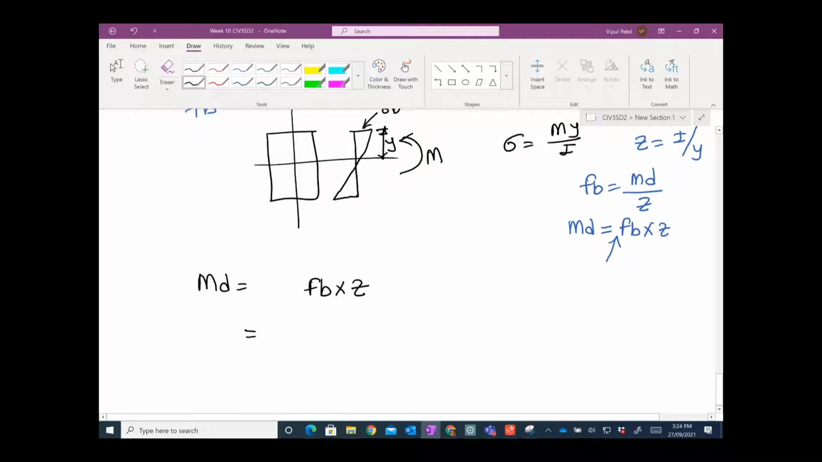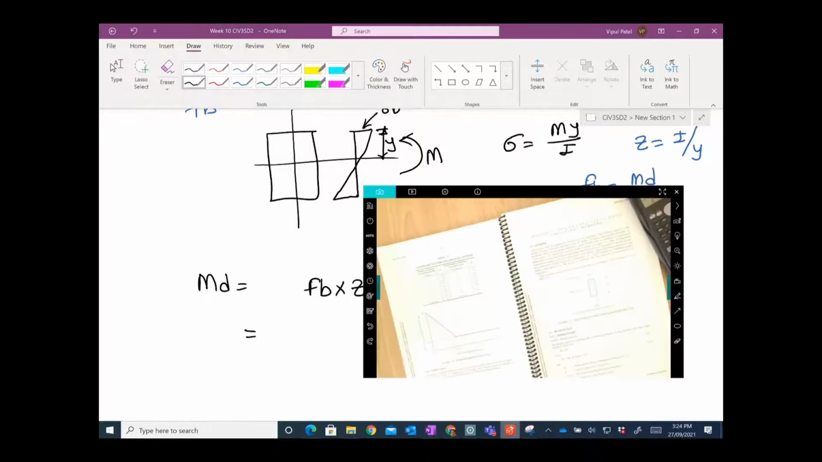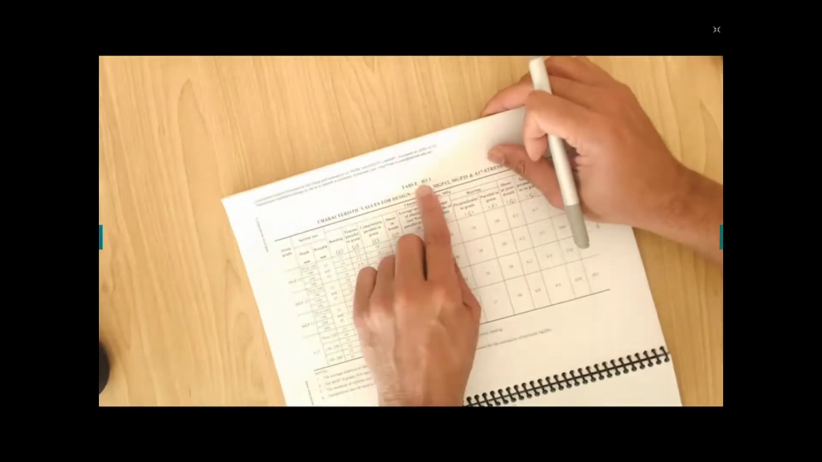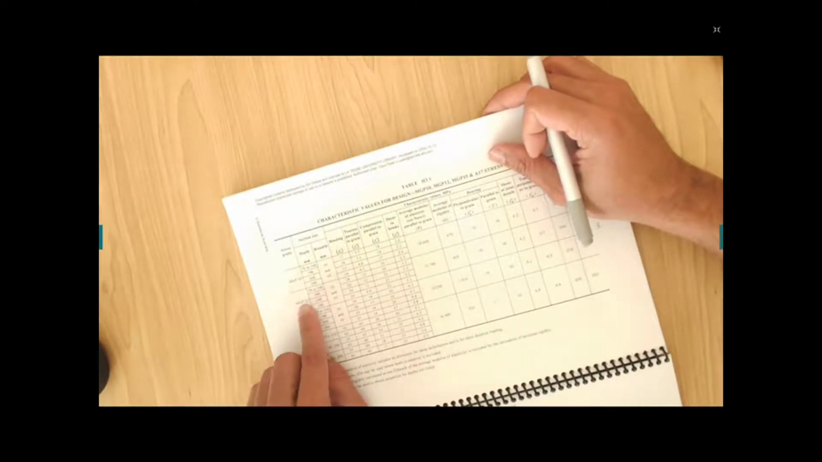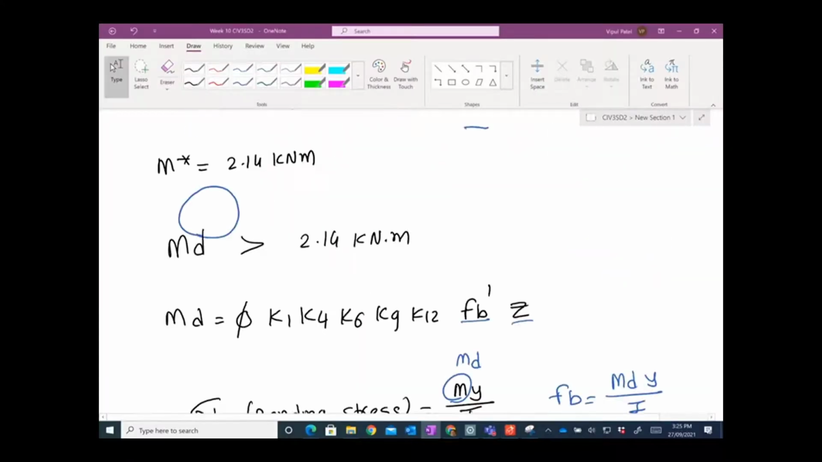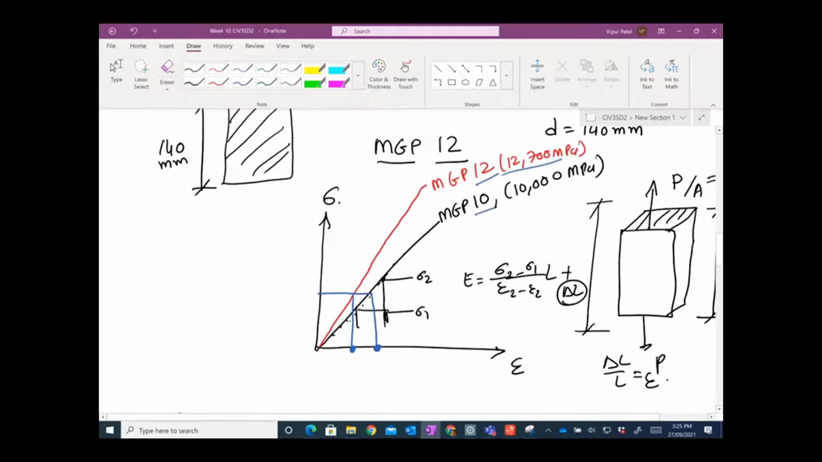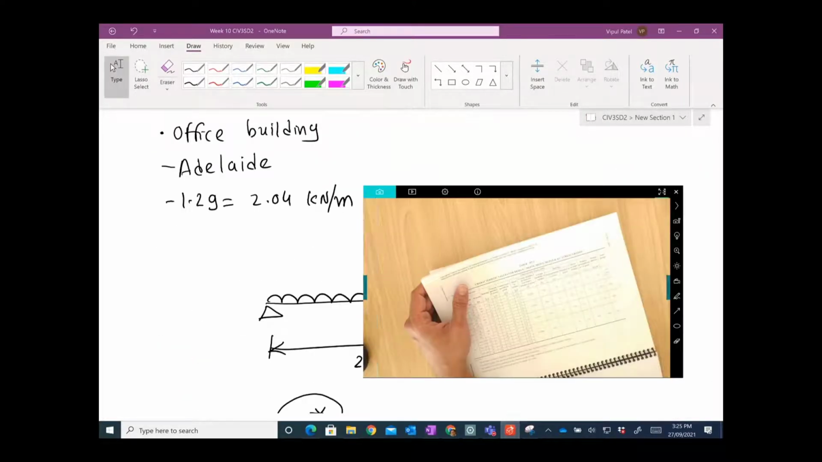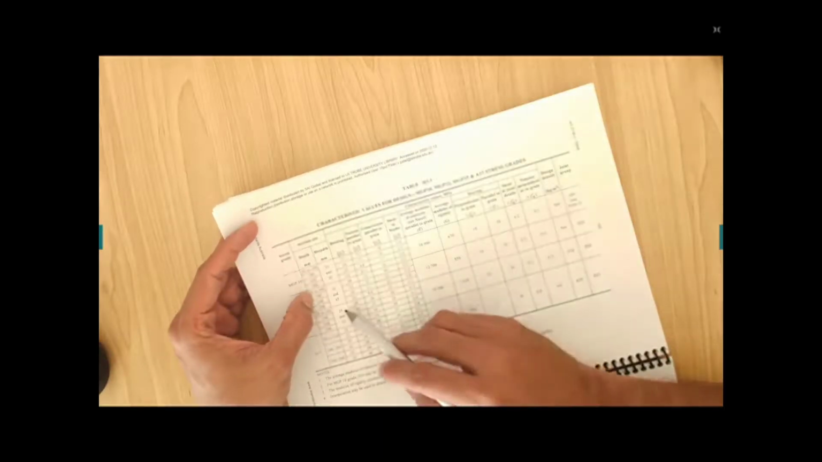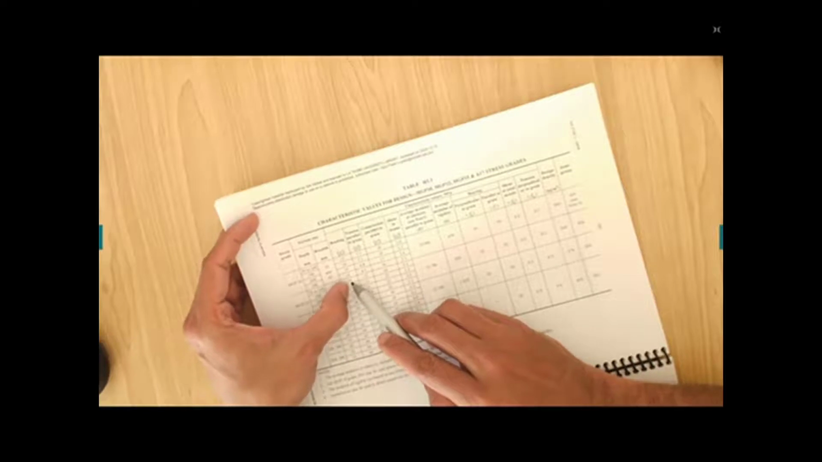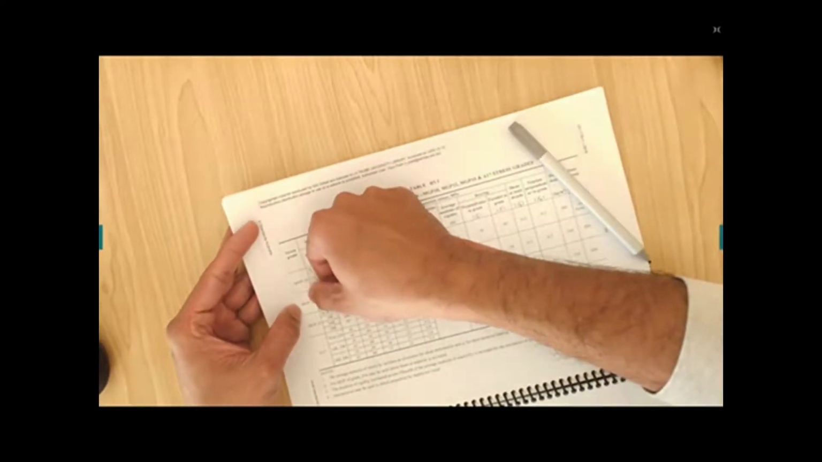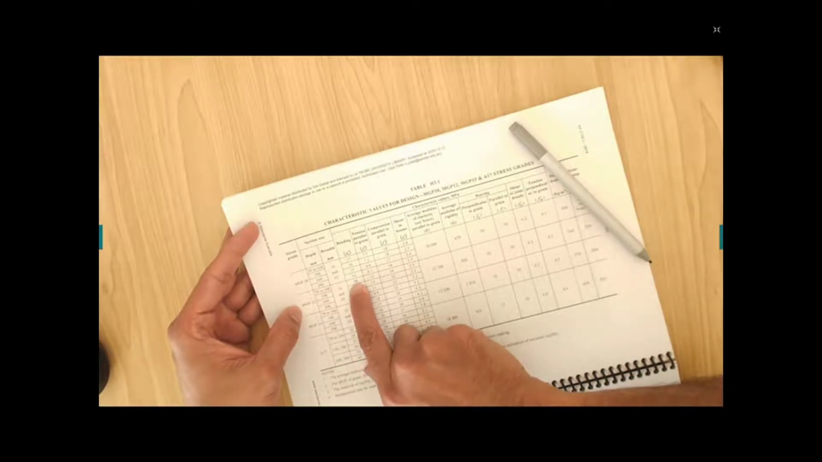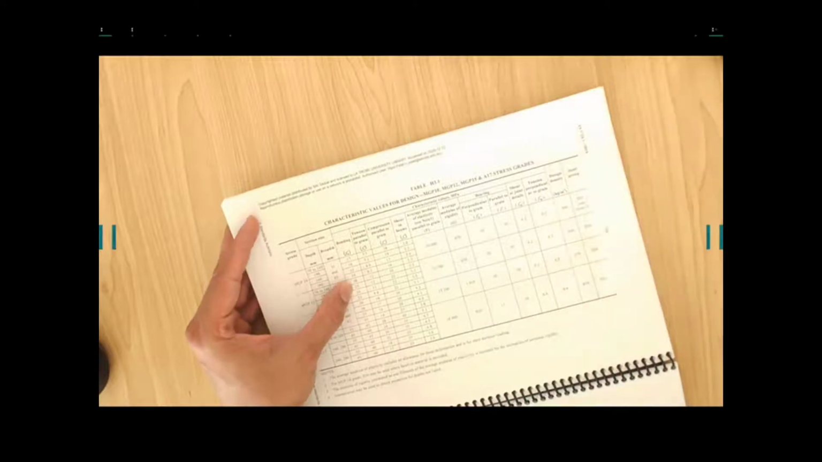So let me calculate that quickly. FB', that we're going to get from Table 3.1, MGP12, by the way. MGP12, and what was the cross section? MGP12 and 140 by 45. The depth is 140, so your bending strength is 28. Everyone agree? For MGP12, it does not matter which width you are using. You have a 140, and for 140 your bending strength FB' is 28. So that sounds good. Let's plug that 28 here.